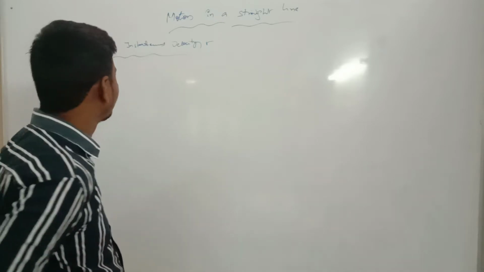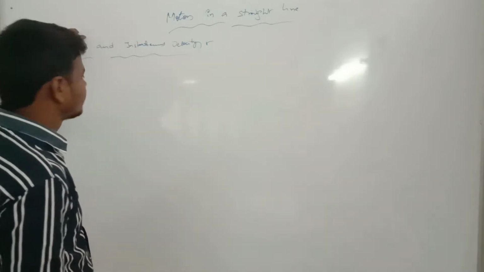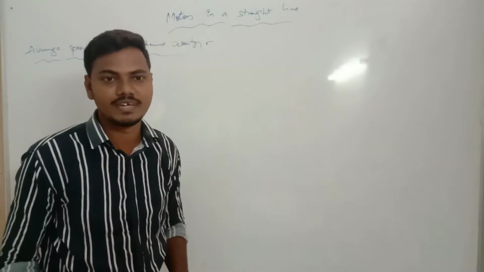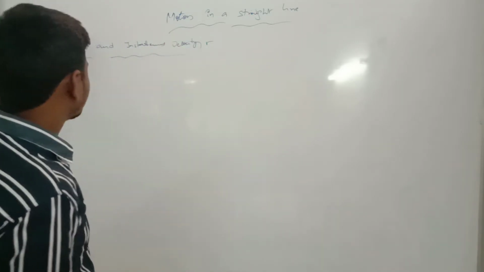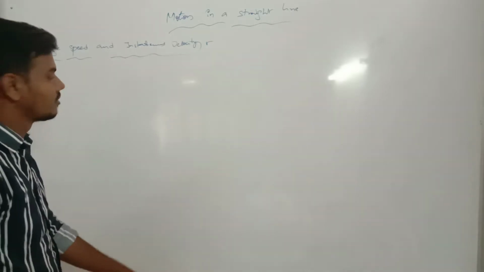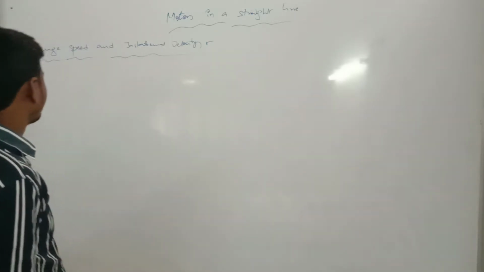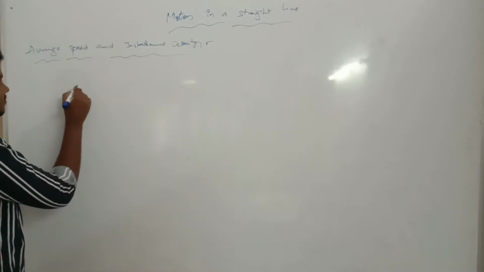The most important ones we are taking are speed, which is a position property, and velocities, which are also a position property. Now what is the speed and what is the velocity? First we are going to look at average speed and instantaneous speed.